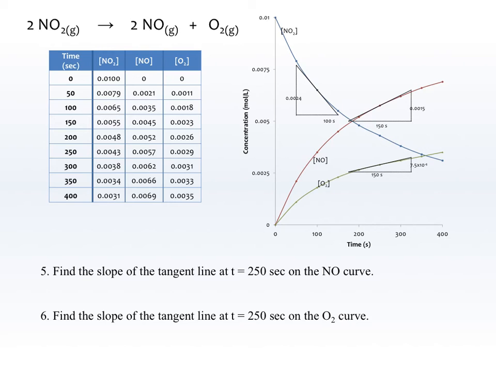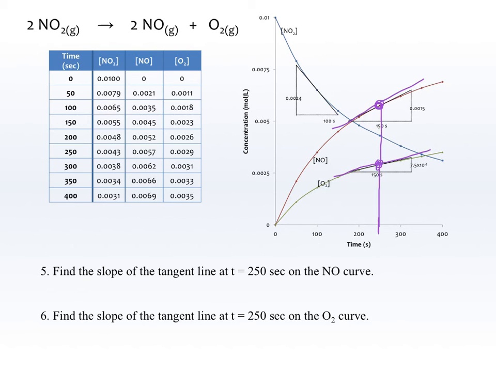I hope you paused the video and finished your snack and also found the slope of the tangent line at time equals 250 seconds on the NO and O2 curve. So let's see if we can work this out. 250 seconds should be about here. If we go 250 seconds up, we get to a point on the oxygen curve, and if we keep going up, we get to a point on the NO curve. And so we want to find the instantaneous rate at 250 seconds. So they have for us drawn this beautiful tangent line right here and another beautiful tangent line right there.